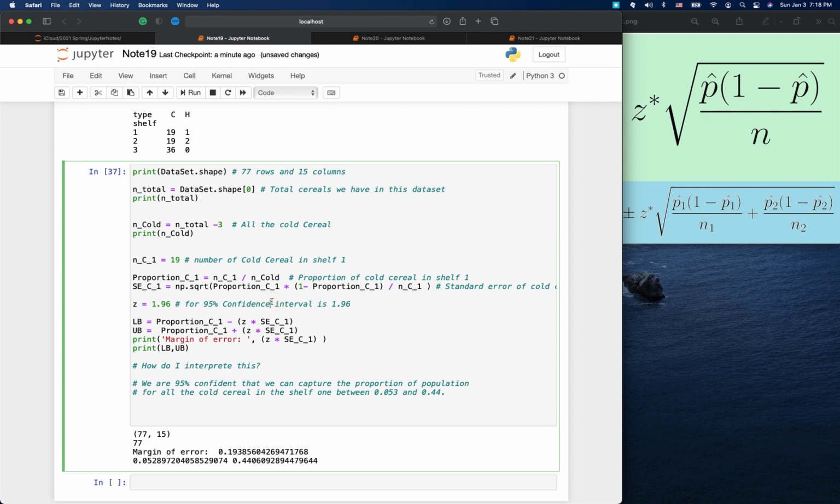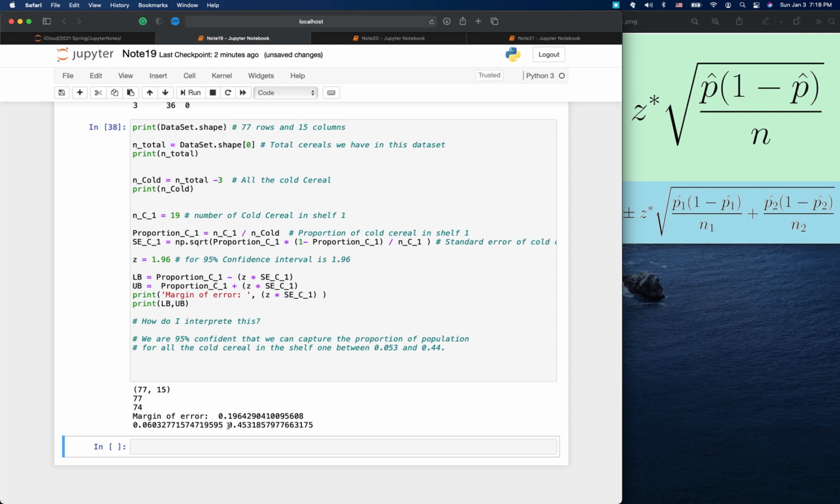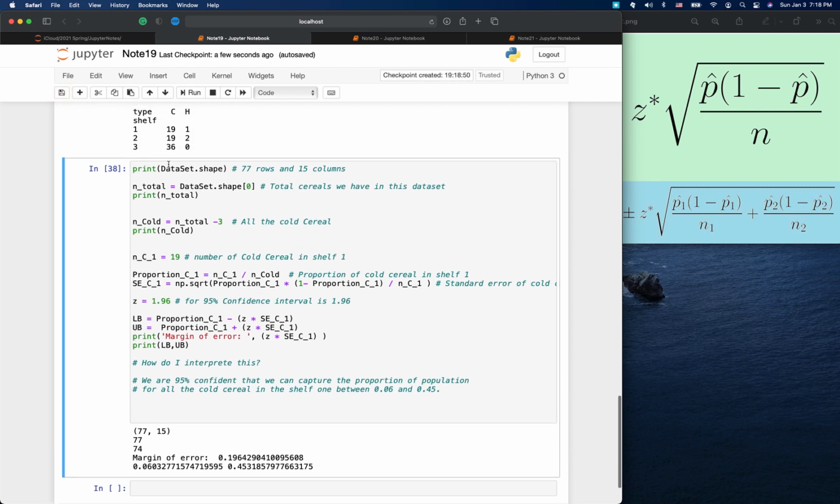So if I do this, the calculation will be a little bit different. So this will be the margin of error. So it's going to be 0.645. Okay. So now let's continue.